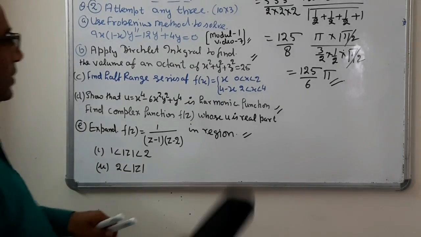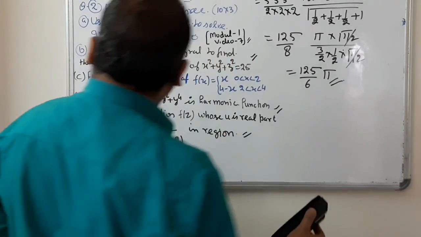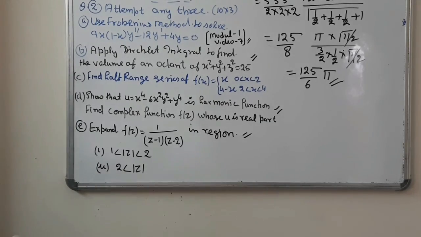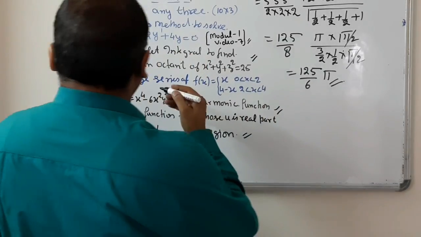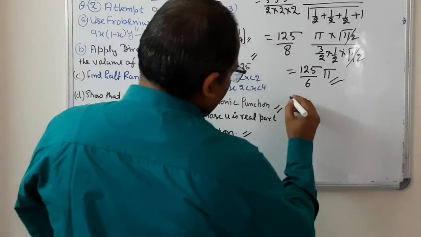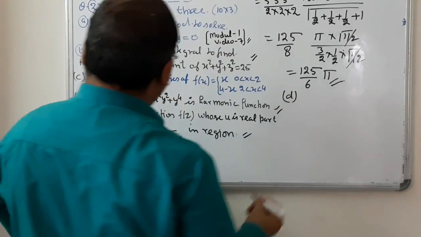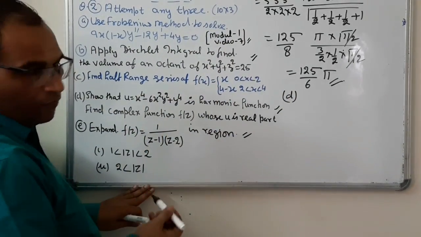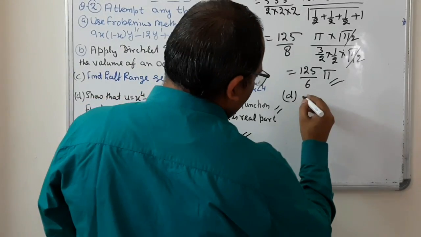Now we come to part C. Actually, first we solve part D, because I recommend part D. In part D, you have to prove that U is a harmonic function.